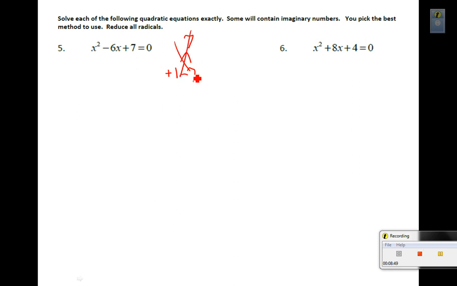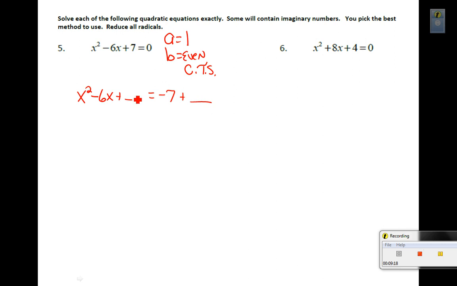So those don't work. So what I'm going to do on this one, since a is 1 and b is even, we're going to do the method called completing the square. After you see it, it's going to sound familiar. So I'm going to rewrite this like this: x squared minus 6x plus blank equals negative 7 plus blank. Remember, this 7 goes to the other side and the sign changes.